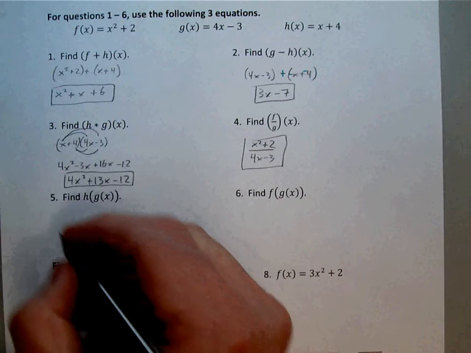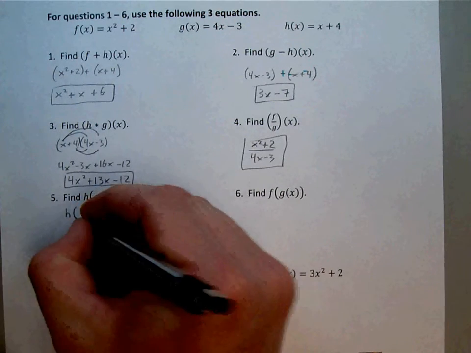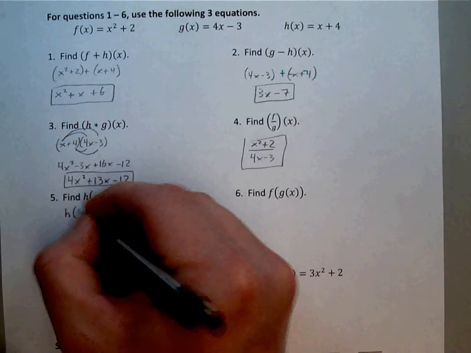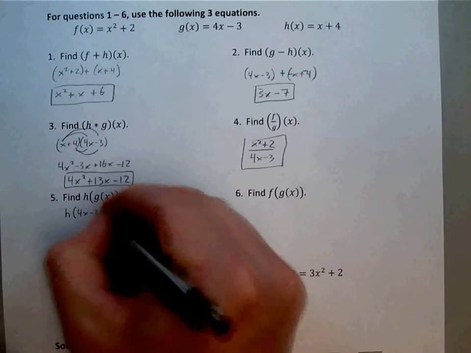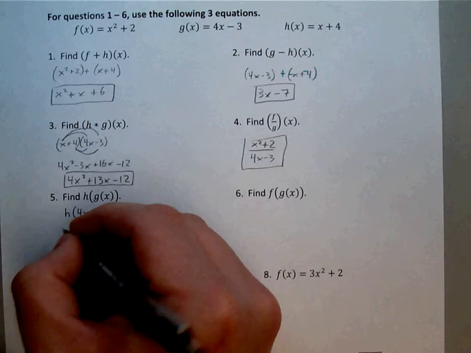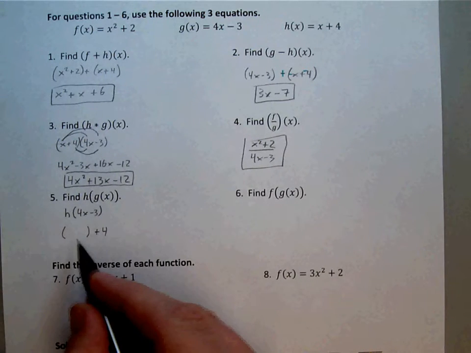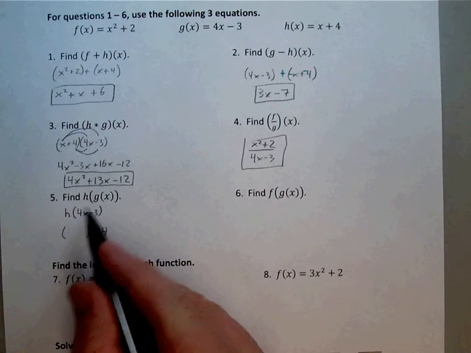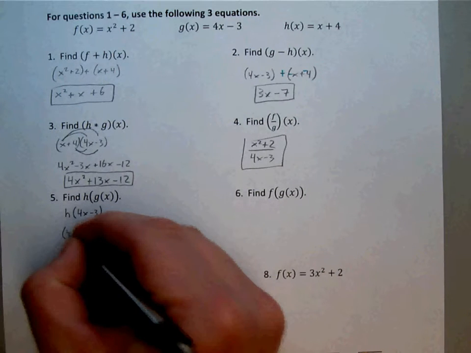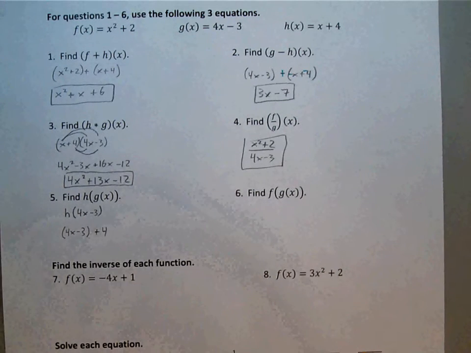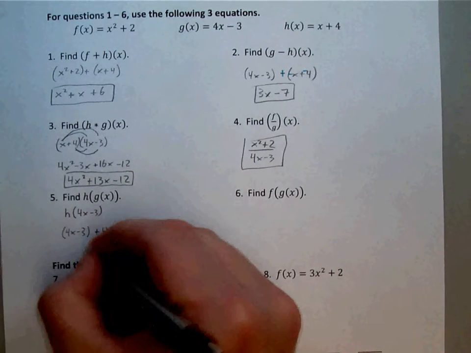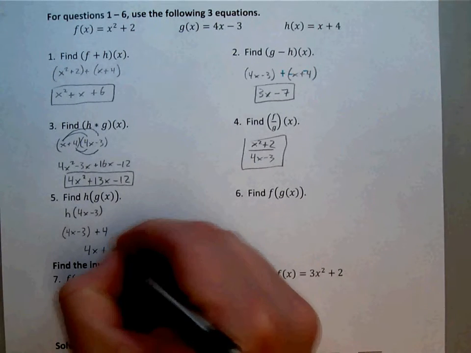Number 5, h of g of x. So we start on the inside. G of x is 4x minus 3. So I will look at the h function, and it says x plus 4, but I won't actually put x instead. I substitute the g into that spot. It goes into the x spot. So instead of x plus 4, I have 4x minus 3 plus 4. Combine the like terms, the negative 3 and the 4. So I end up with 4x plus 1.